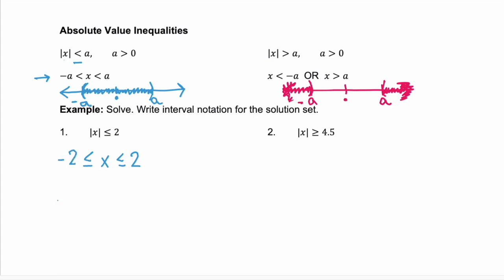And if we put that in interval notation, I love these 3-part ones because it tells you that x is between negative 2 and 2. It goes right to interval notation.